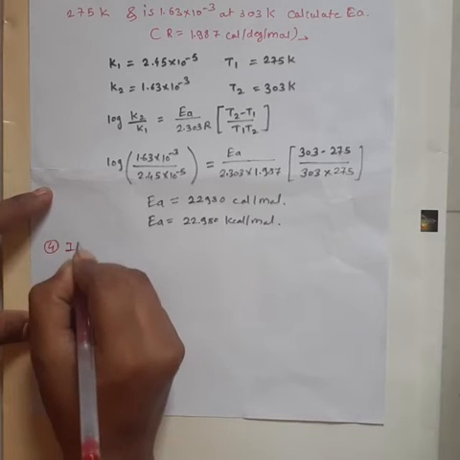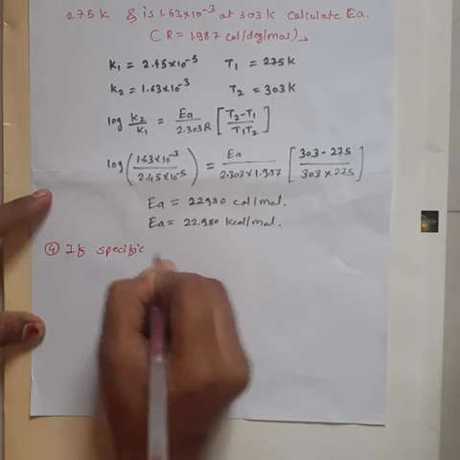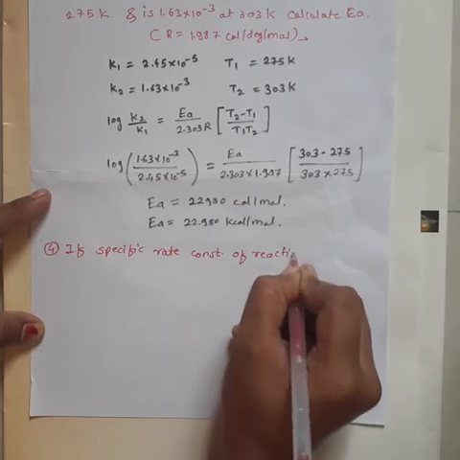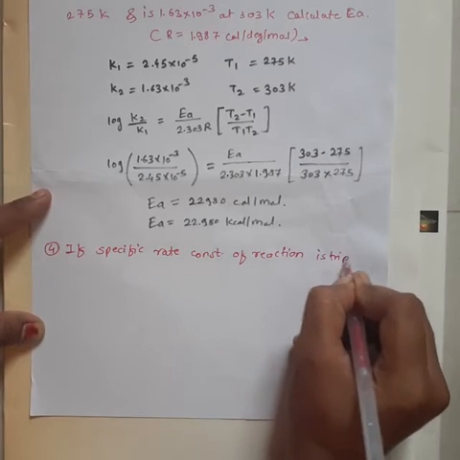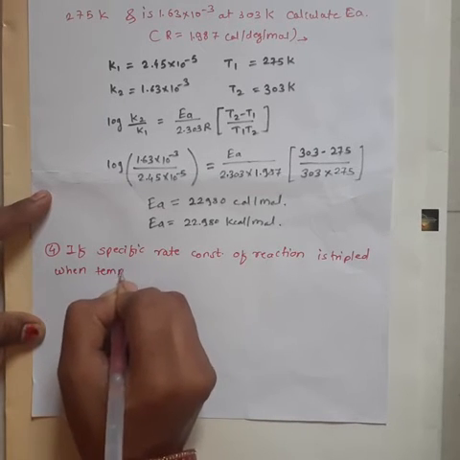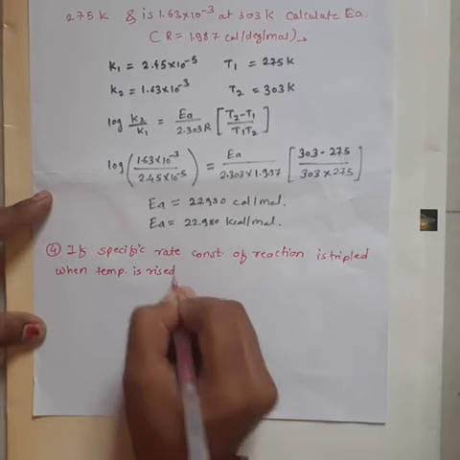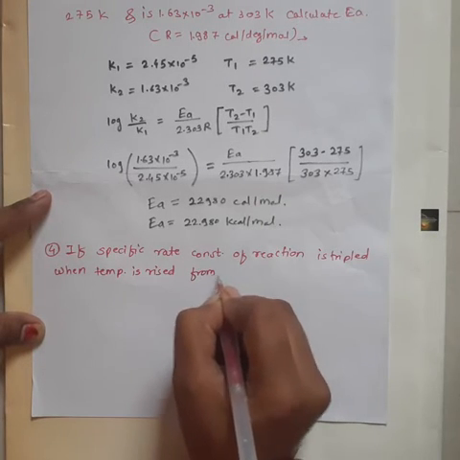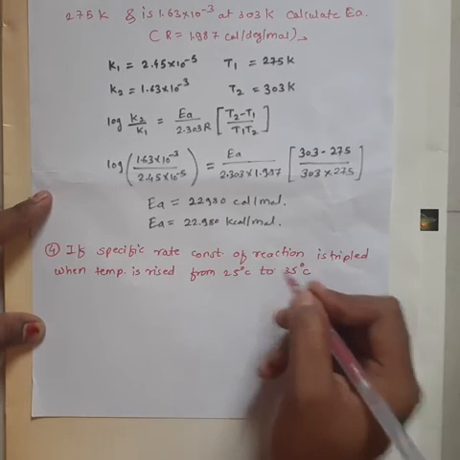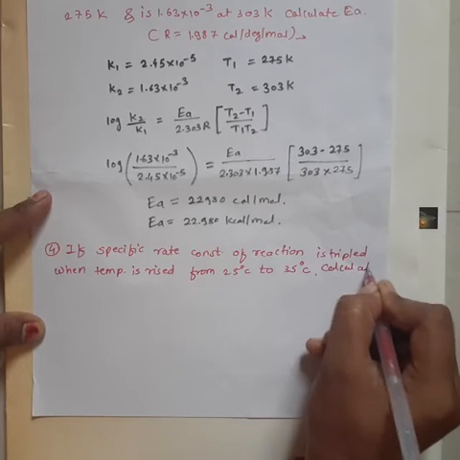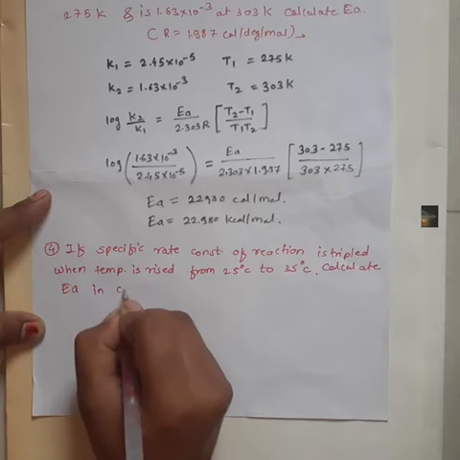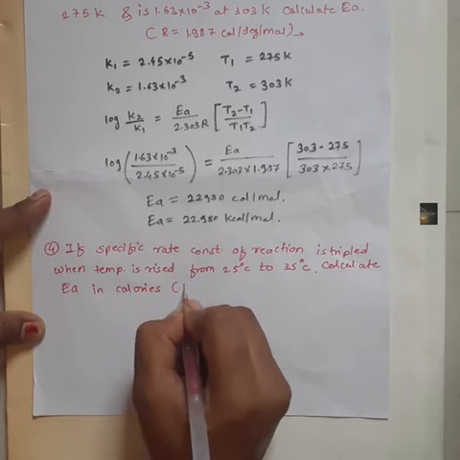So next problem is, if specific rate constant of a reaction is tripled when temperature is raised, means increased, from 25 degrees Celsius to 35 degrees Celsius. Calculate activation energy, that is EA, in calories, and given the value of R.